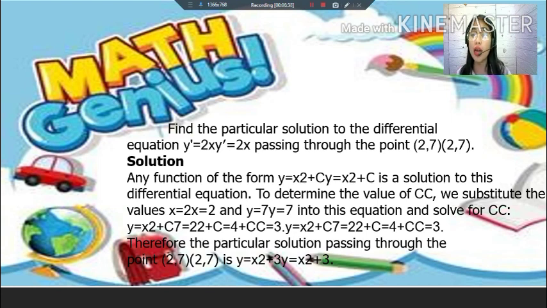Therefore, y equals x squared plus c, 7 equals 2 squared plus c equals 4 plus c, so c equals 3. Therefore, the particular solution passing through the point (2, 7) is y equals x squared plus 3.